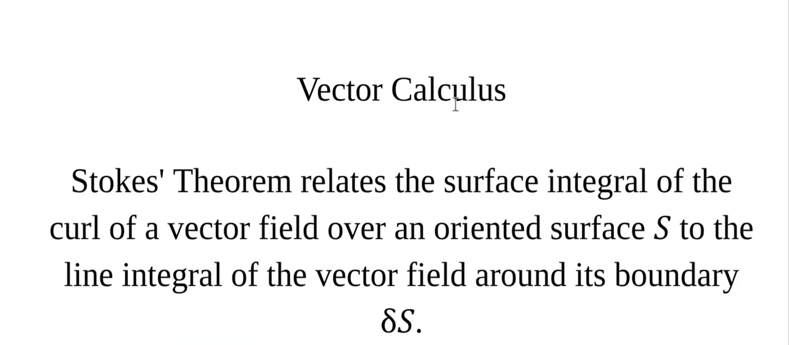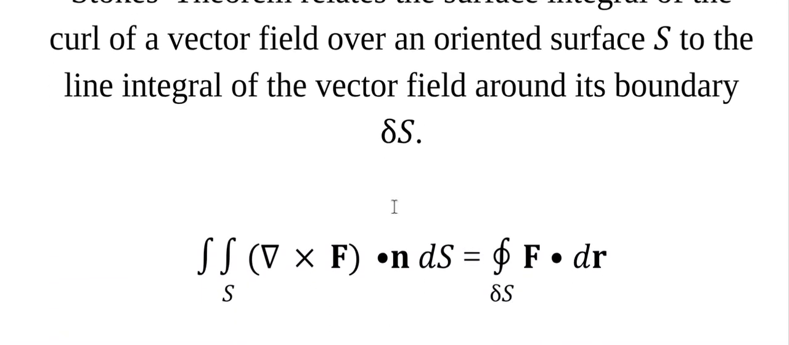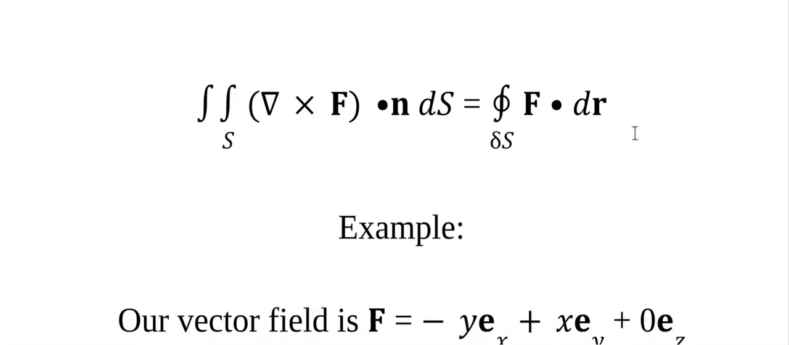So Stokes' theorem relates the surface integral of the curl of a vector field over an oriented surface S to the line integral of the vector field around its boundary ∂S. It's a lot of words. And the horrible looking equation, I'm sure you've seen this before, looks like this. We're going to start with the left-hand side and see what it equals for a real simple example. Then we'll do the right-hand side, okay?